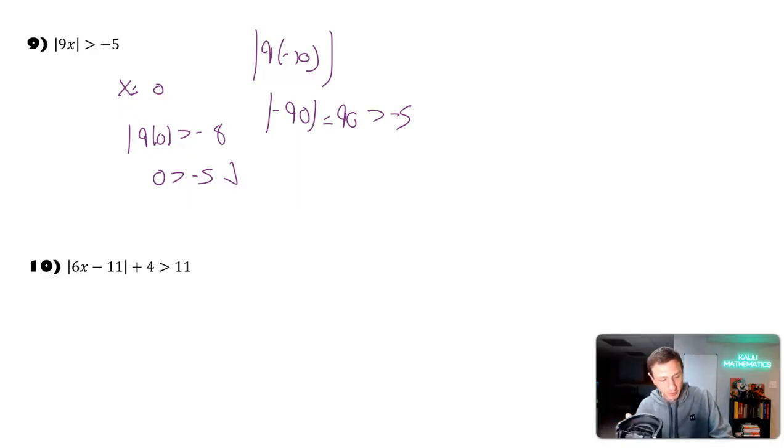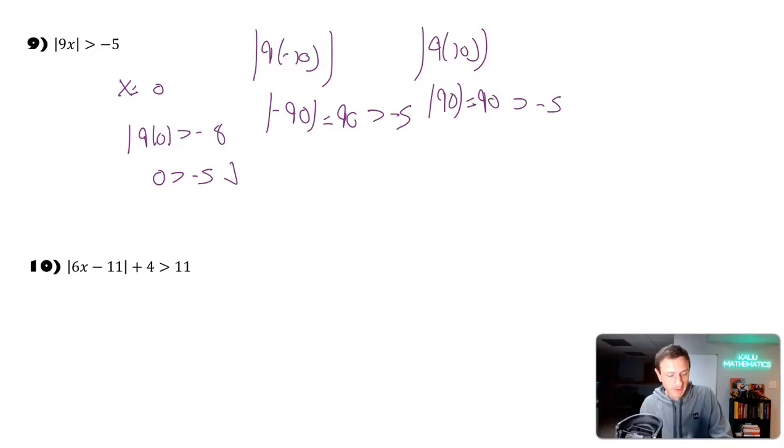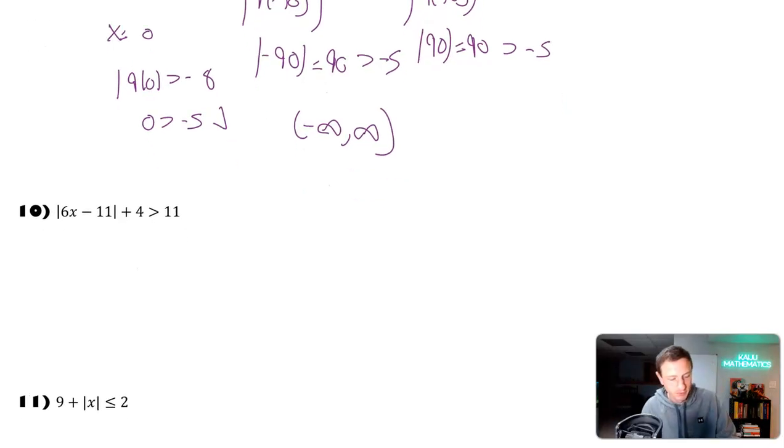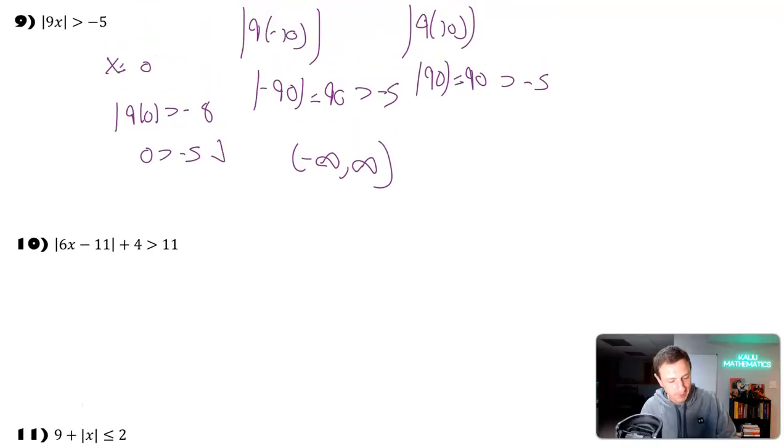I took a negative, it was true. I took 0, it was true. If I take a positive, same thing. If I took 9 times 10, absolute value of 9 times 10 is 90. That's 90. 90 is greater than negative 5. Those are all true statements. So the solutions here are going to be from negative infinity to infinity. There is an infinite number of potential solutions because we're greater than a negative value. No matter if we take the absolute value of any number, we're going to at least get 0 or a positive. So they're all going to be true for that. So negative infinity to infinity.